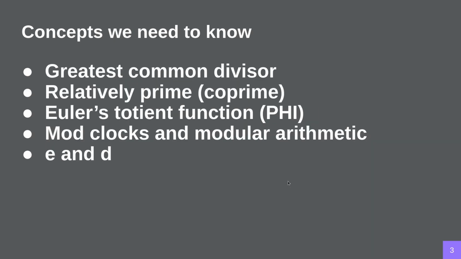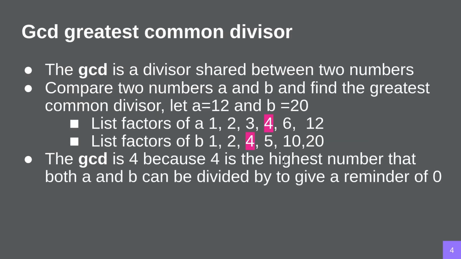So, things we need to know for the algorithm: GCD, the greatest common divisor, relatively prime, Euler's totient function, modular arithmetic, and how to find E and D. The GCD is just a divisor shared between two numbers. For example, if we have two numbers, 12 and 20, the greatest common divisor is 4, because 4 is a factor of both. We're interested in the greatest common divisor between two numbers being 1.